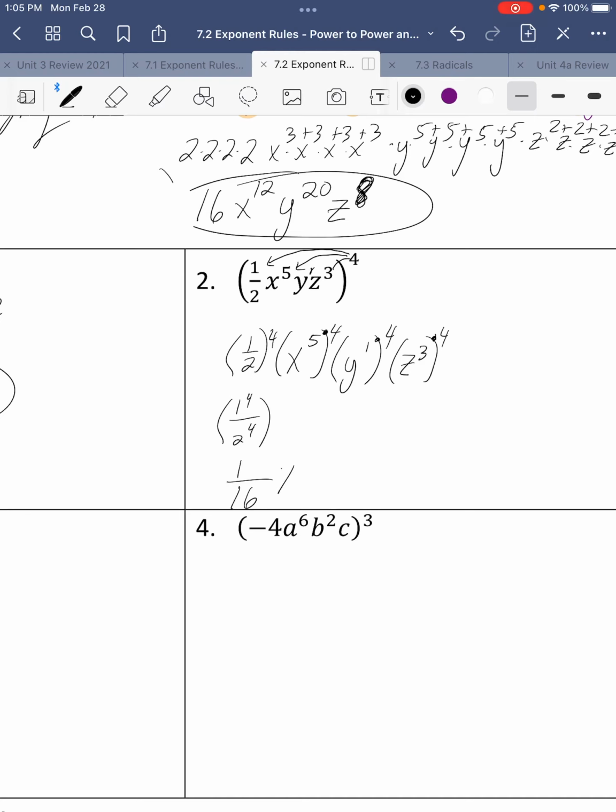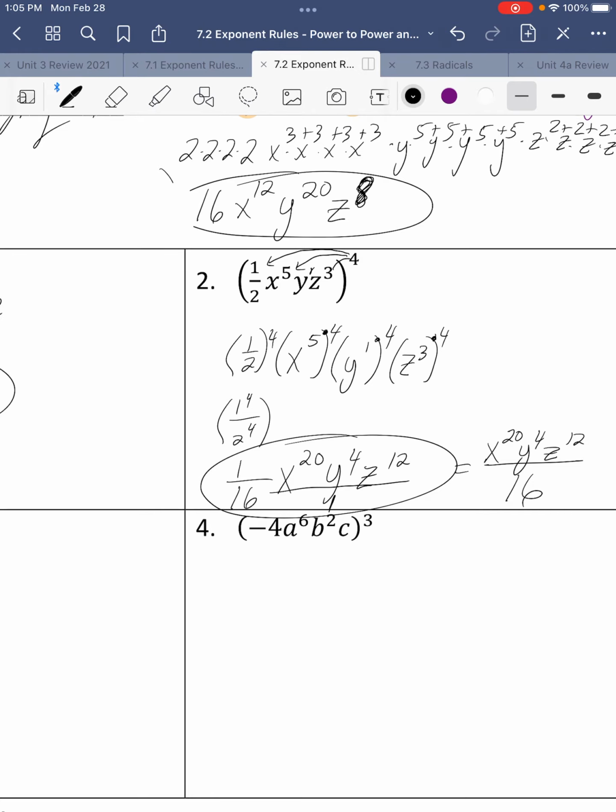5 times 4 with the exponent, x to the 20th. Y, 1 times 4 is 4, and 3 times 4 is 12. So you can write it like this. If you want to multiply this out and not have the 1/16 there, nothing else is in the denominator, so it would really be like x over 1. So you'd have your numerator, 1 times x to the 20th is x to the 20th, y to the 4th, z to the 12th, over 16 times 1 is 16. I'll accept either one of those answers.